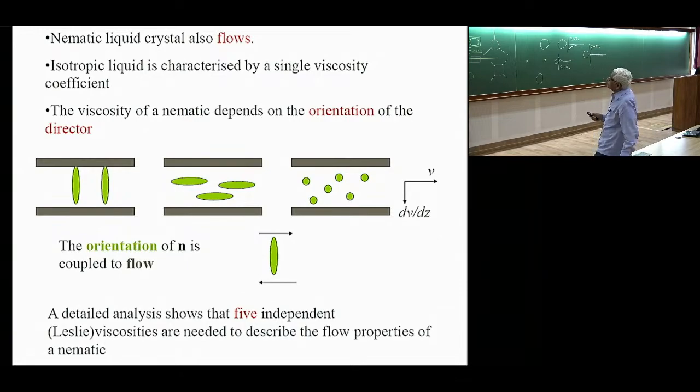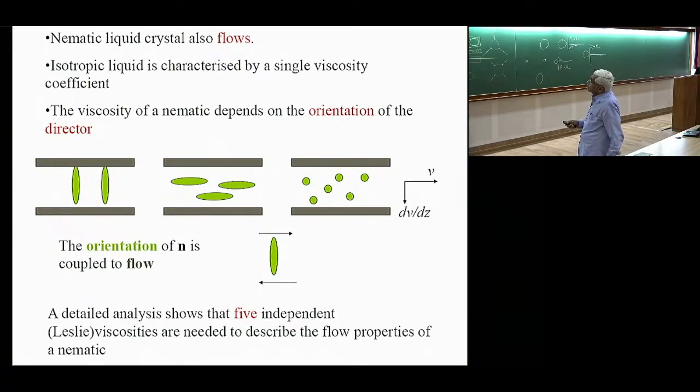Now there are two directions. One is the velocity, the other is the velocity gradient. Your director can be oriented in various directions with respect to these two. In fact, a Polish physicist named Miesowicz did these experiments in the 1940s. What he did was to apply a very strong magnetic field to orient them in different directions.